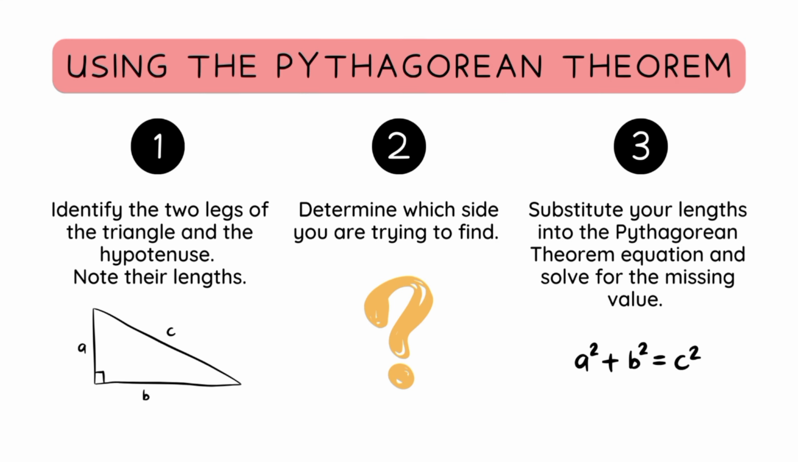Now we learn about how to use the Pythagorean theorem. Identify the two legs of the triangle and the hypotenuse. Note their lengths and determine which side you are trying to find. Substitute your lengths into the Pythagorean theorem equation and solve for the missing value.